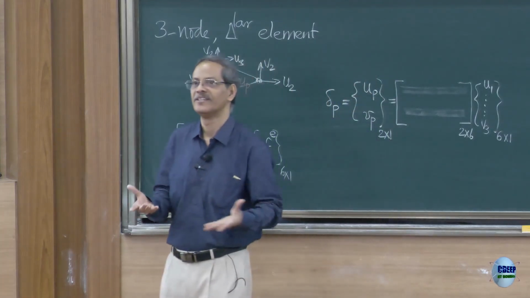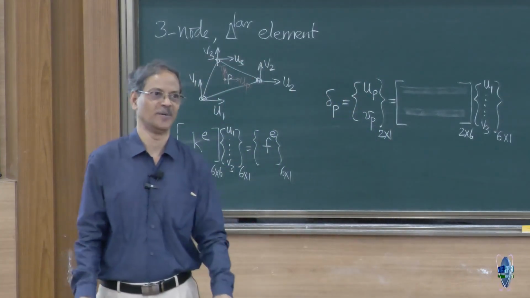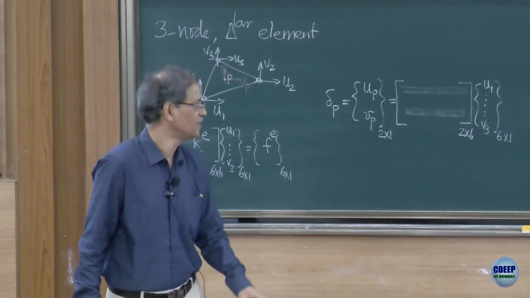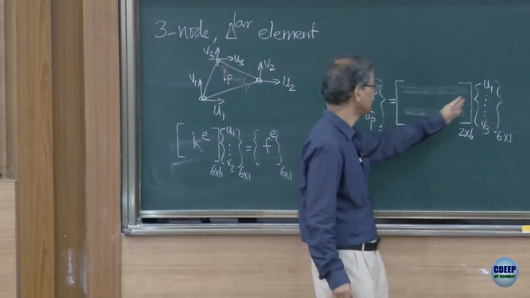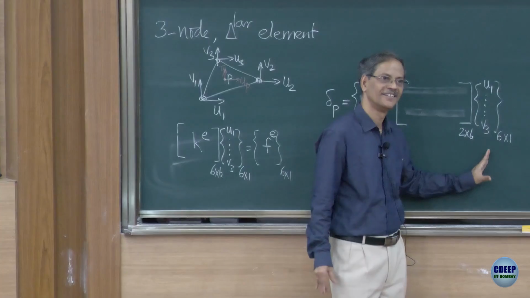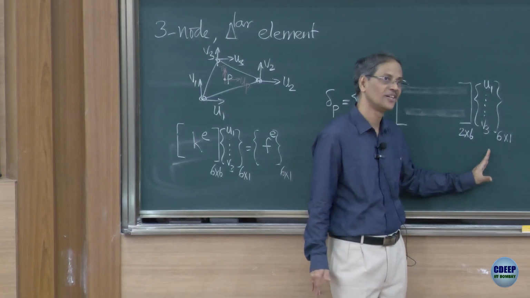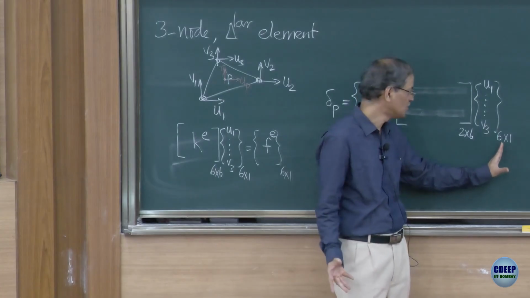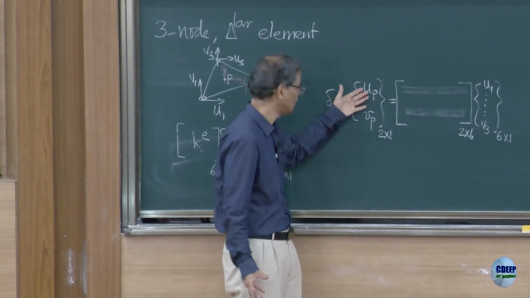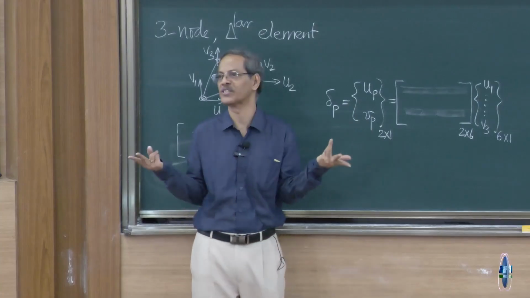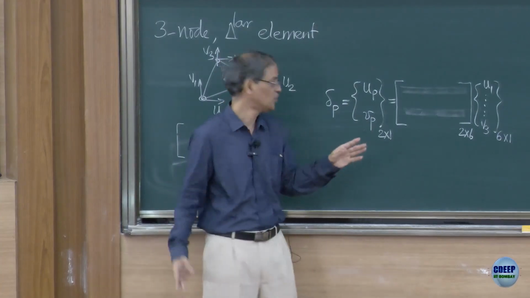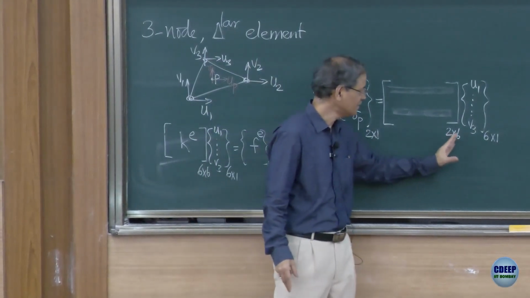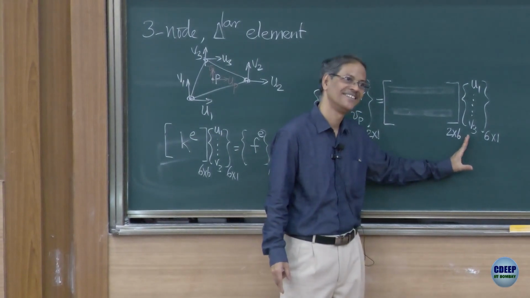Now, if it is an 8-node quadrilateral element, what will be the size of this vector? 8-node element, 16 by 1. If this is 16 by 1, because this remains still u, v displacements only, a 2-dimensional problem. Okay. So, this will become now 2 comma 16.